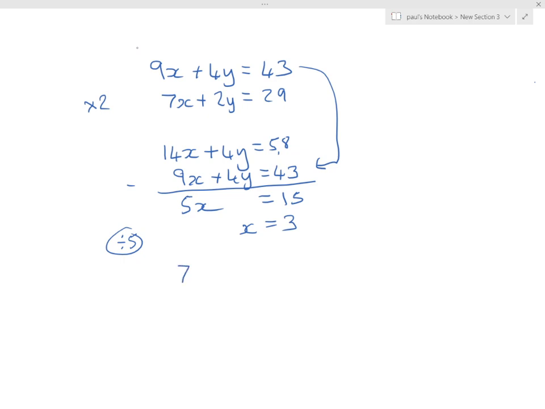So let's do this top one. 7x plus 2y equals 29. And I'm going to put the 3 in there. So 7x plus 6 equals 29. Is that still going to work? 2 times 3 is 6. I'm going to take 6 away from there.